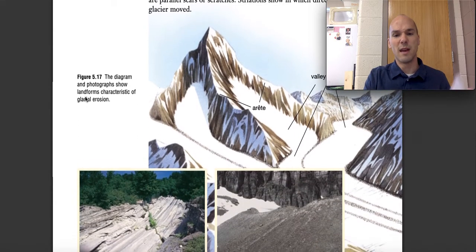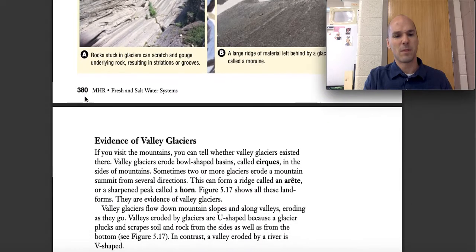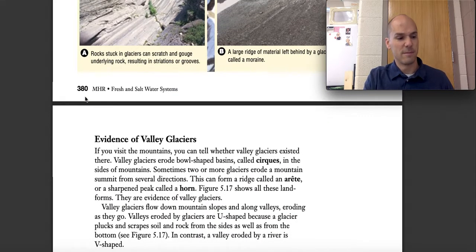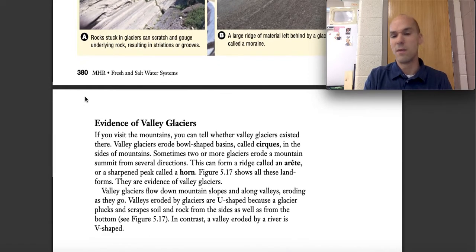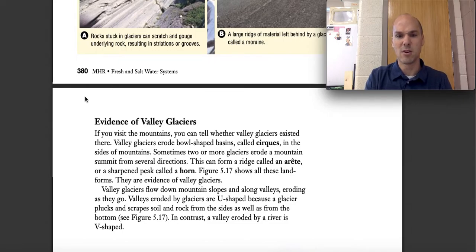Moving on to page 381. Evidence of valley glaciers. If you visit the mountains, you can tell whether valley glaciers existed there. Valley glaciers erode bowl-shaped basins, called cirques, in the sides of mountains. Sometimes, 2 or more glaciers erode a mountain summit from several directions. This can form a ridge called an arête, or a sharpened peak called a horn.